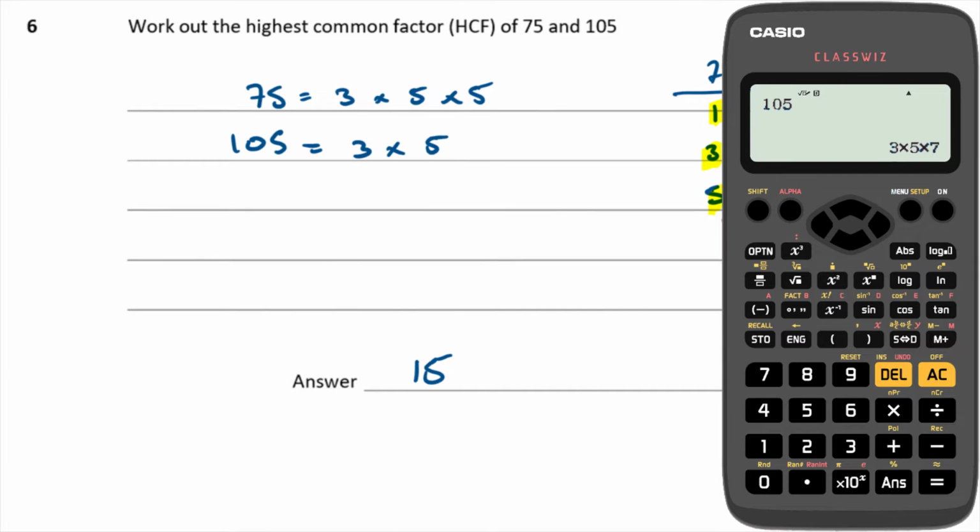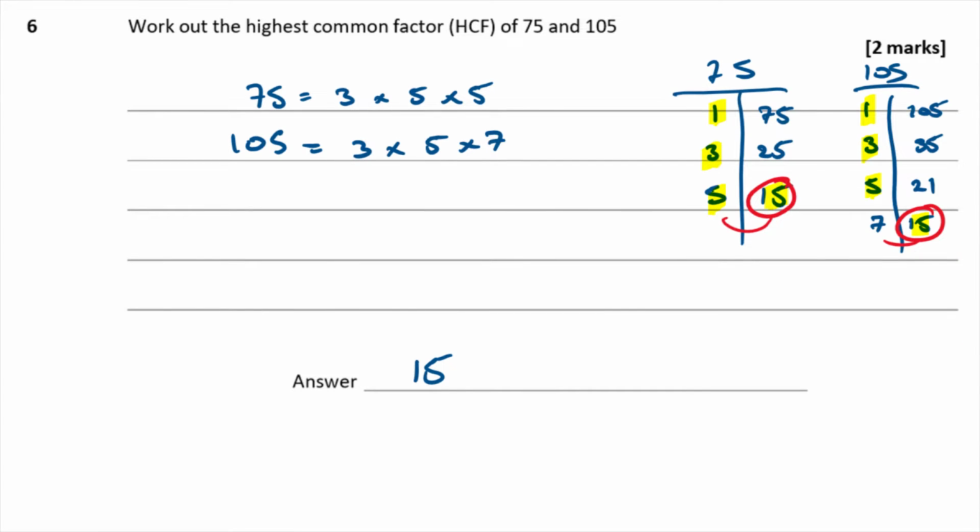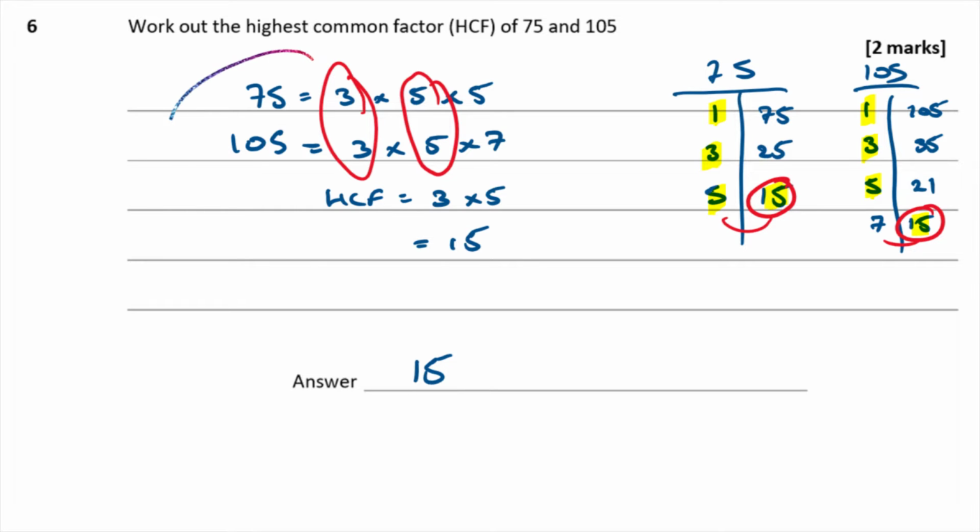So basically what you do is you see what are on both lists. So I've got 3 on both lists and I've got a 5 on both lists. So then the HCF is made up of 3 and 5, which is 15. So probably this method here is the quickest in this situation.